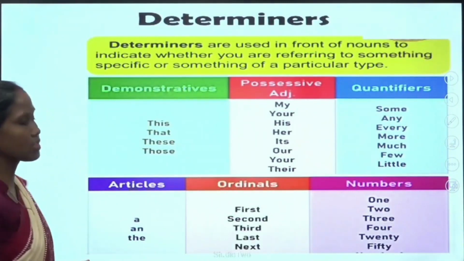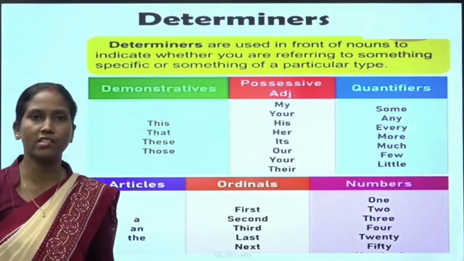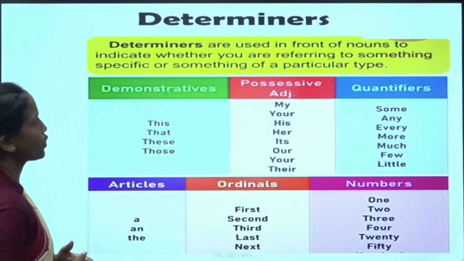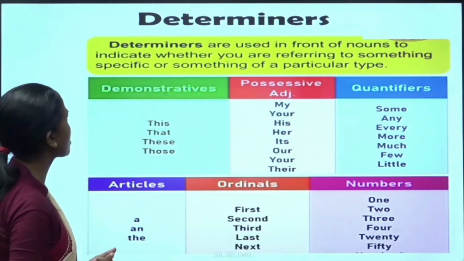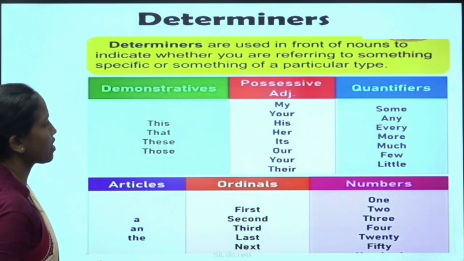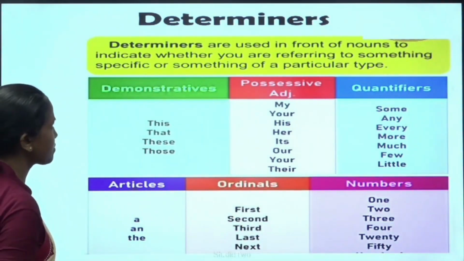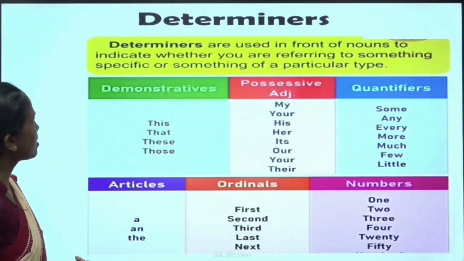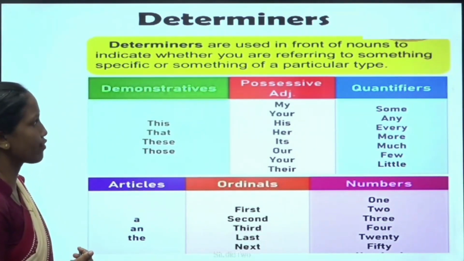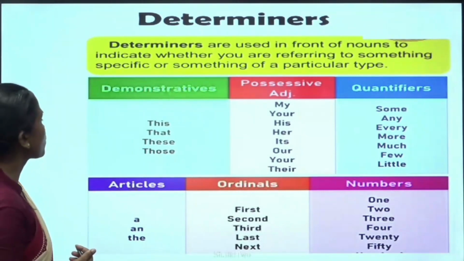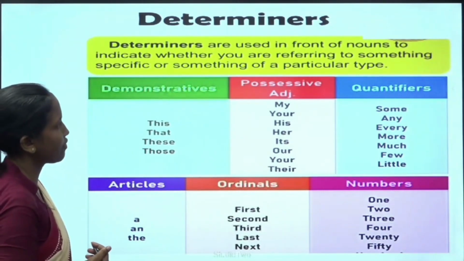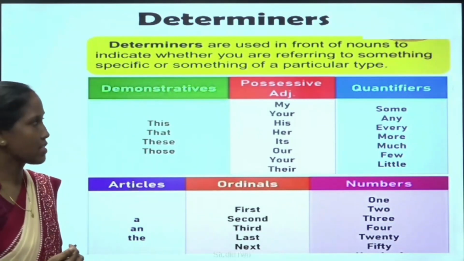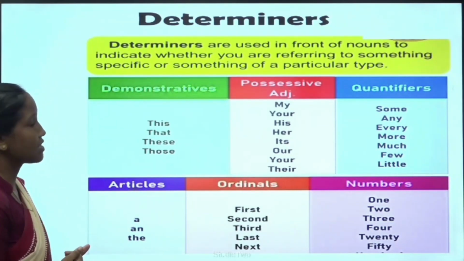Next you see, students, we are going to learn about the determiners. Determiners are used in front of nouns to indicate whether you are referring to something specific or something of a particular type. So these are the examples of determiners.